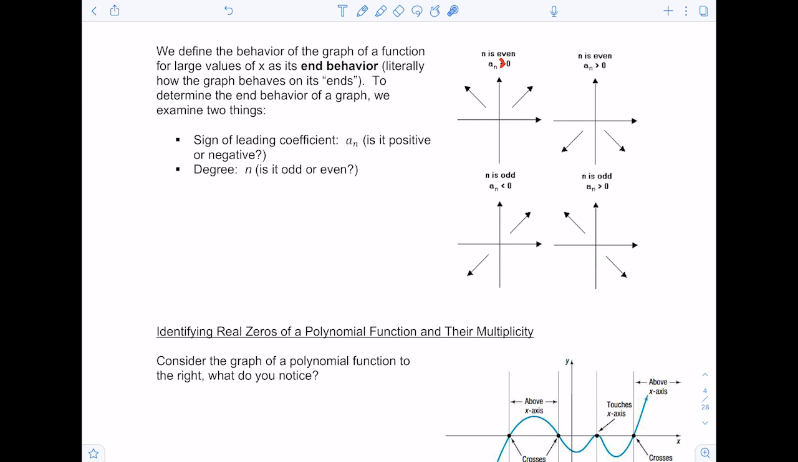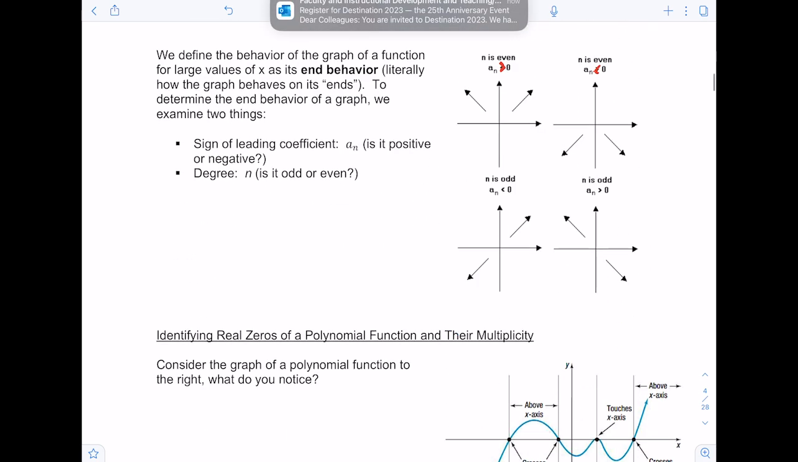If a of n is less than 0, so this should be a less than, and the degree is even, it's going to point down. So in other words, here's an example. Let's say we had positive x squared. Okay, so a of n, the lead coefficient, is 1. 1 is bigger than 0, and my degree is even. So both ends are going to point up.